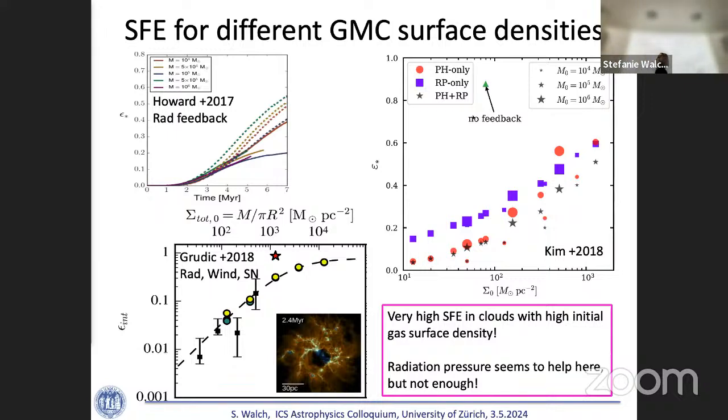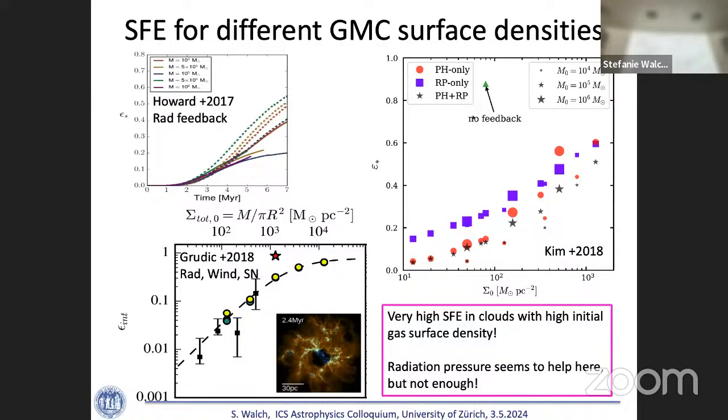Similar here, a study by Kim from 2018, where they look at the impact of radiation pressure in stopping gravitational collapse. And here you have, again, the star formation efficiency as a function of surface densities of the clouds. And so you see that for low surface densities, also the star formation efficiency is low. That's fine. Although it's of the order of 10% for typical clouds, not 1%. But then if you go to higher and higher surface densities, the radiation pressure cannot really stop the gravitational collapse any longer. So also here we go to 60% or so for these high surface density environments.